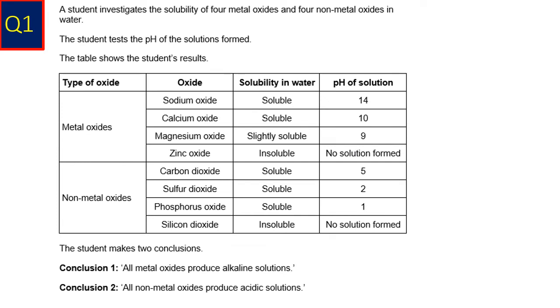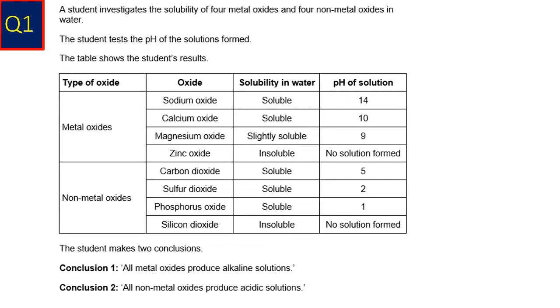Question 1e and the subsequent ones are going to be a bit more detailed in using the data in this table. A student investigates the solubility, so how easily something dissolves, of 4 metal oxides and 4 non-metal oxides in water. The student tests the pH of the solutions formed. The table shows the student's results. So we've got the type of oxide, whether it's a metal or non-metal oxide, the oxide names, and the solubility in water.